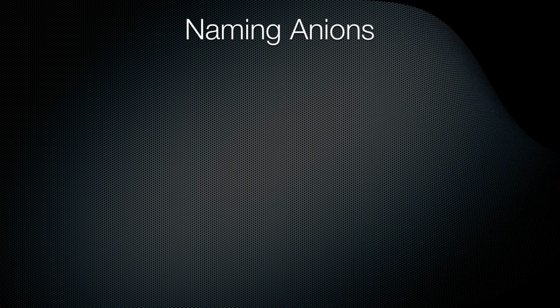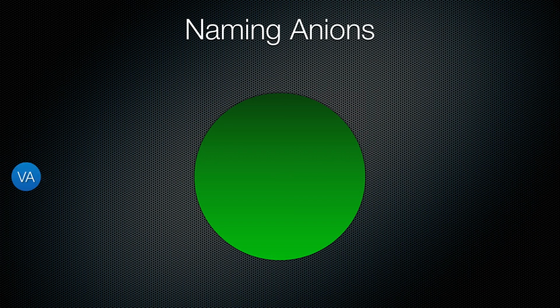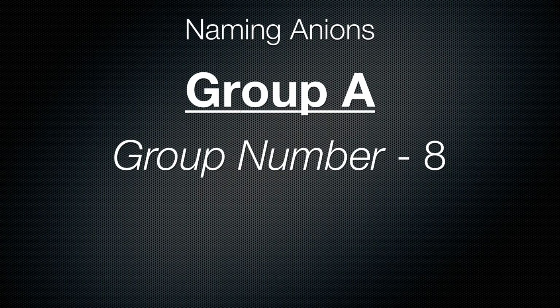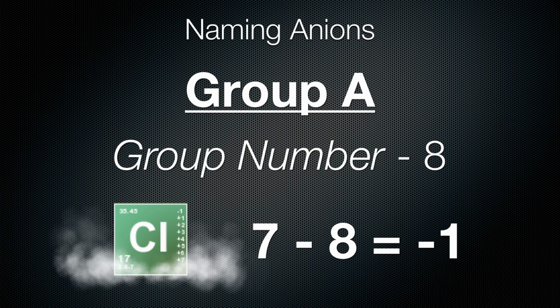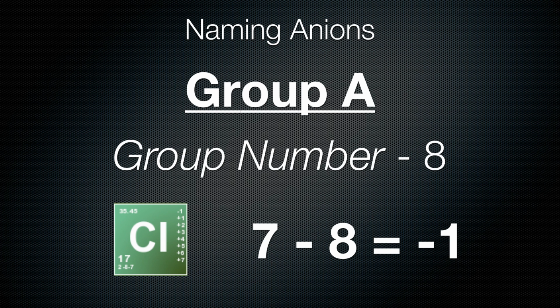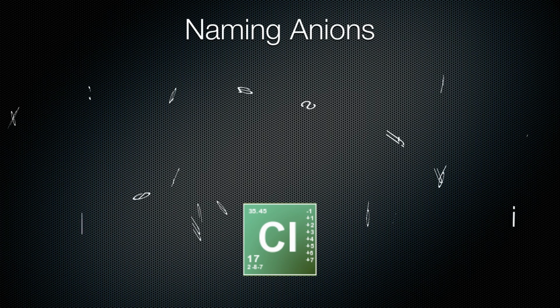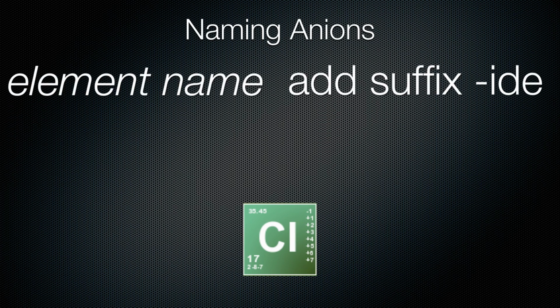Nonmetals usually gain electrons, so they make the negatively charged anions. To find the charge of any group A anion, subtract 8 from its group number. For example, chlorine is in group 7A. Its anion has a 1- charge, as 7 minus 8 equals negative 1. However, most of the elements from groups 4A and 8A don't make ions. Anions are named by adding the suffix -ide to the element's name, like chloride for the chlorine ion.